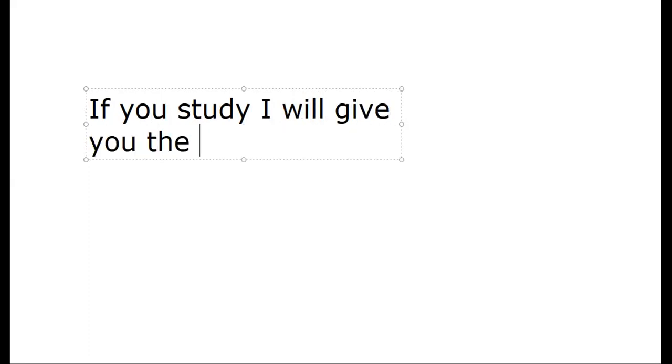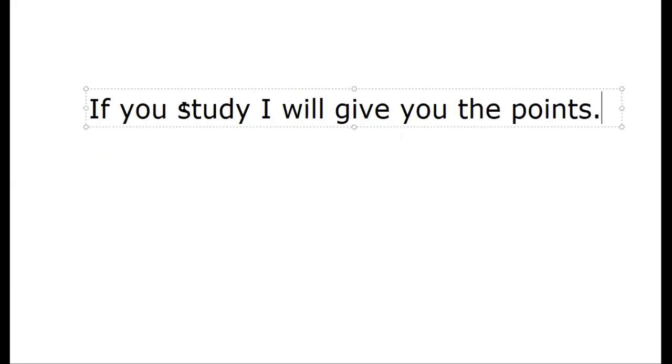And the first conditional has two parts, right? Which are called clauses. A clause that contains the word if and a clause that contains the word will or won't. For example, I can say, if you study, I will give you the points, right? So this is the first conditional.